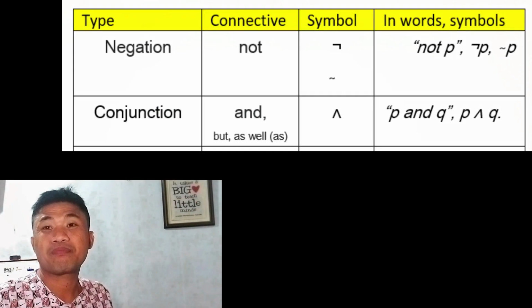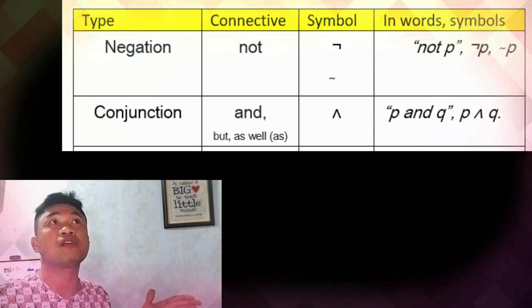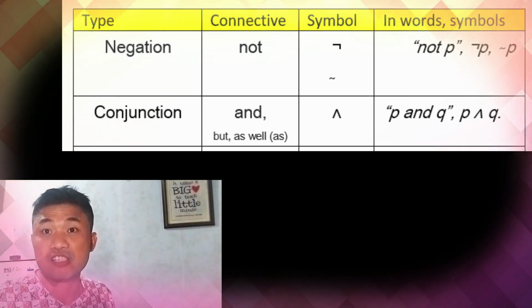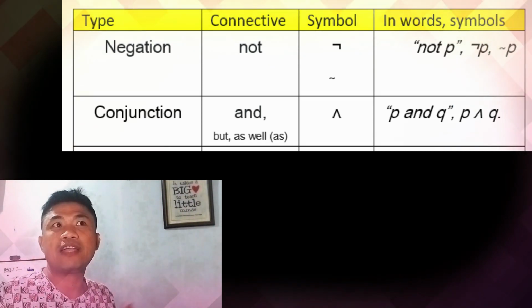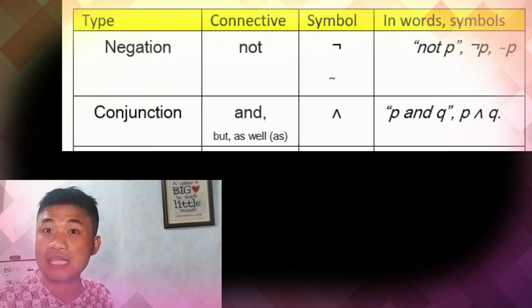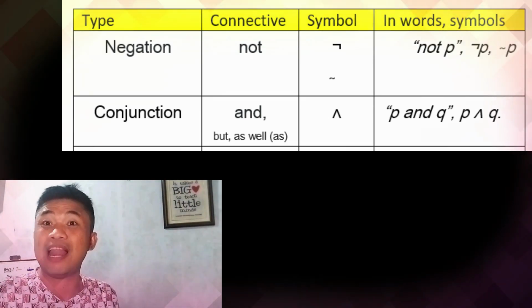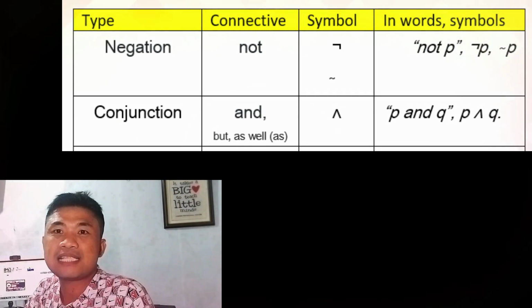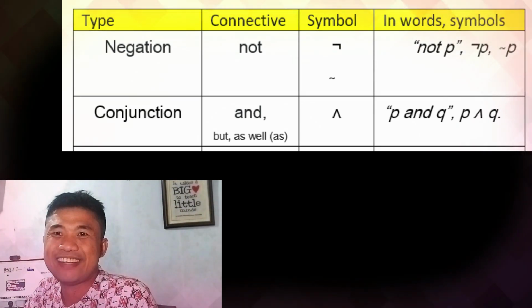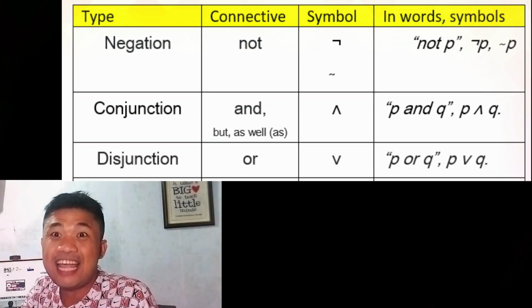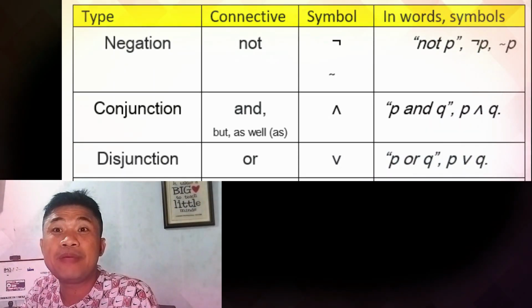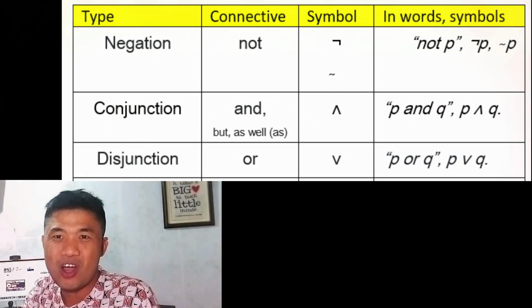Next is the conjunction. The common connective for the compound proposition in the conjunction is the and. To make the grammar correct, others usually also use but if it's a contrasting idea, and as well as. If we encounter the but and the as well as, we will consider those as connectives for conjunction. Okay? The disjunction is very easy to remember since we are dealing with the or only.